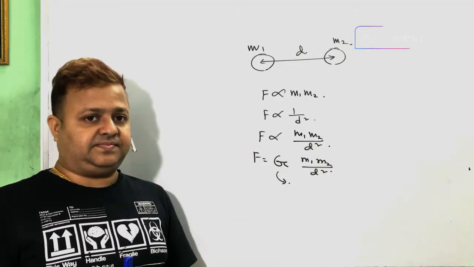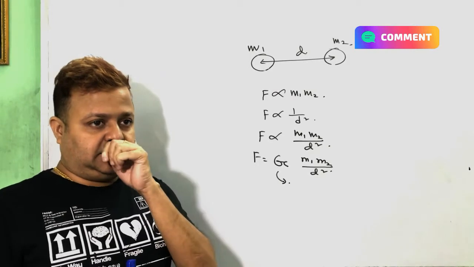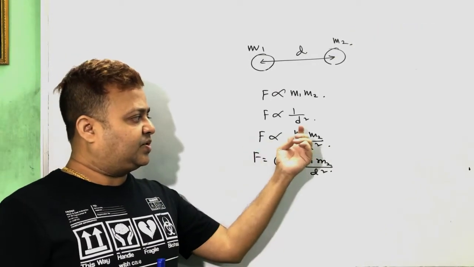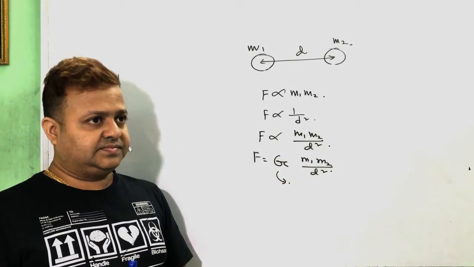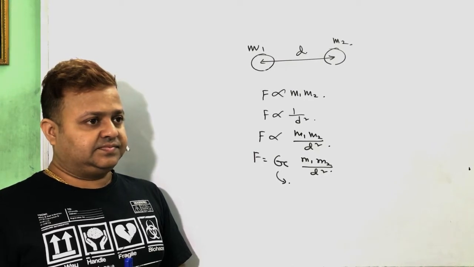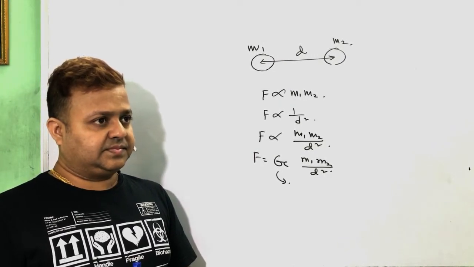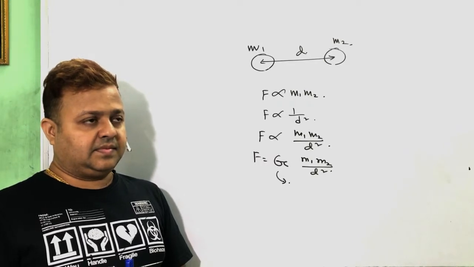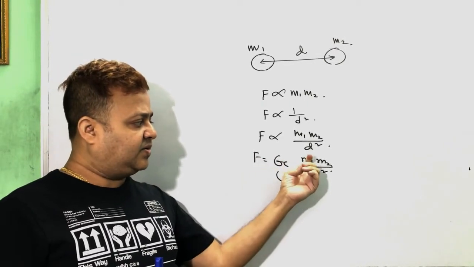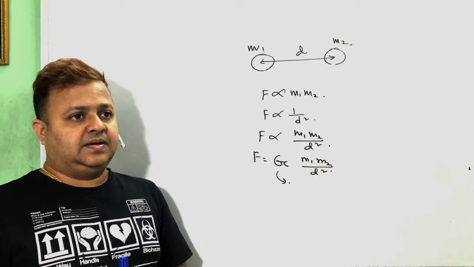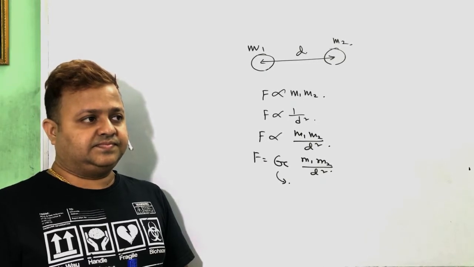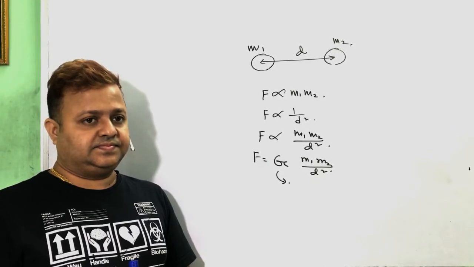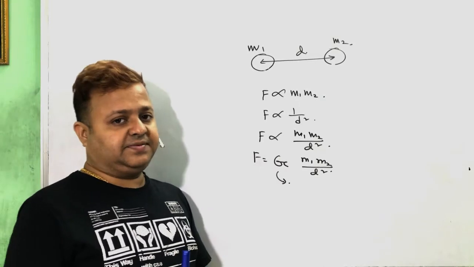By joint variation, F is directly proportional to m1 into m2 by d square, or F equal to constant G into m1 into m2 by d square. G is known as the gravitational constant.